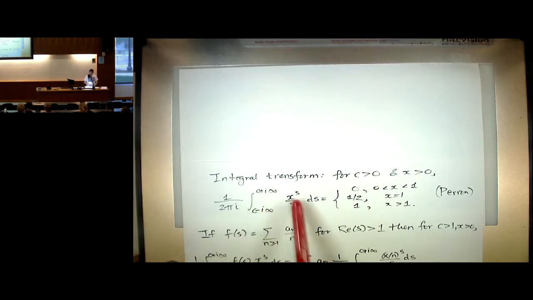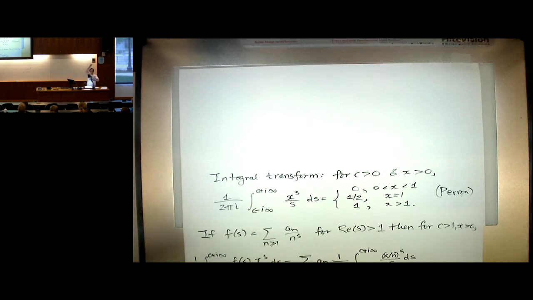If you integrate x to the s over s, times 1 over 2 pi i, if x is between 0 and 1, the integral is 0. If x is bigger than 1, the integral is 1. And if x is 1, well, the integral is a half. So it's kind of a discontinuous formula. And this is proved using the residue theorem.